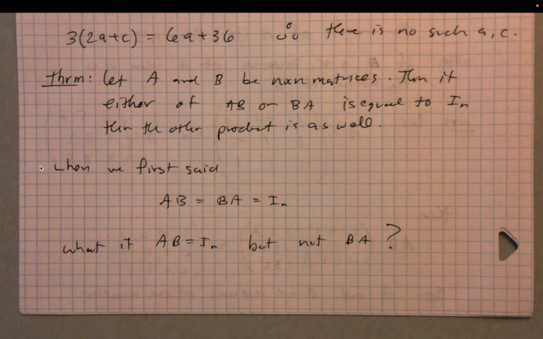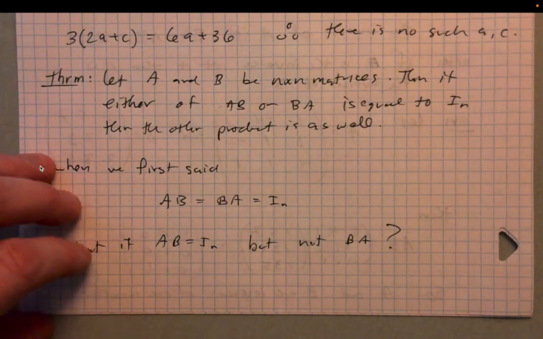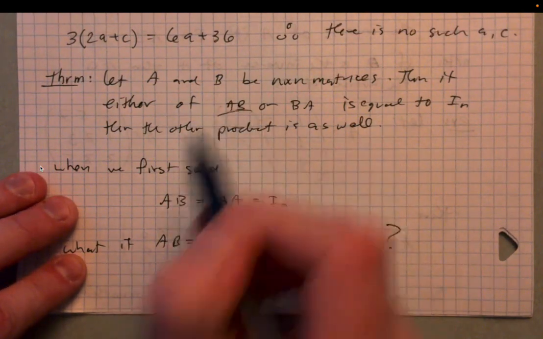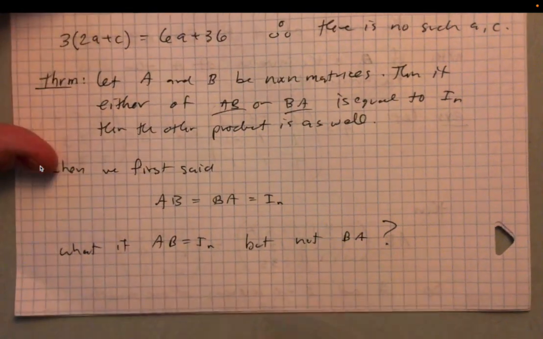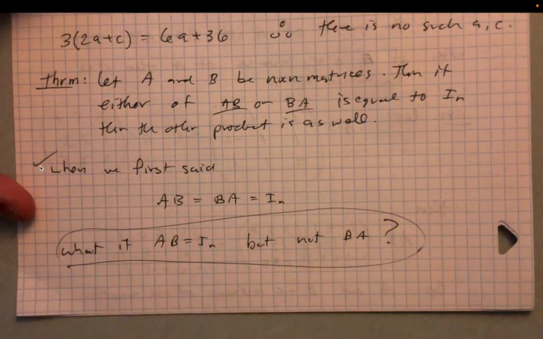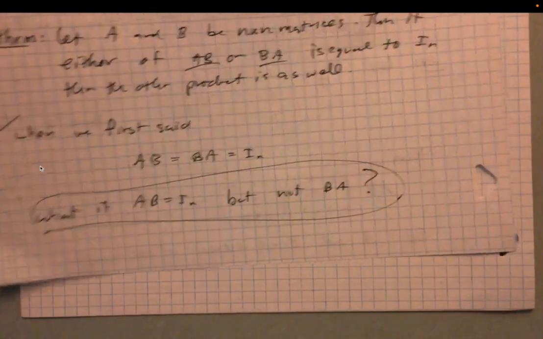This is a relatively easy proof, I think, and I'm going to leave it to you guys to prove it. There's a couple of ways to do it. I think you can do it by direct proof. You could also do it by contradiction. But it is in fact true that if AB equals the identity, then automatically BA must equal the identity as well. So this addresses this kind of nagging concern that comes up when you first see the definition of an inverse.